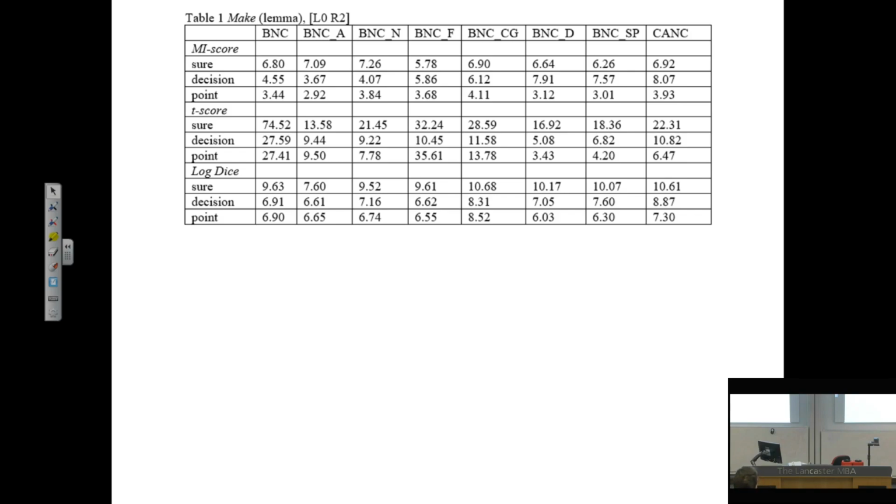So we have different corpora over here, and we have different collocations and different scores for these collocations inside the table. As I said, the details are not important, but what would be your first reaction to this table? Do you like it or not? Some people shake their head. Why not?